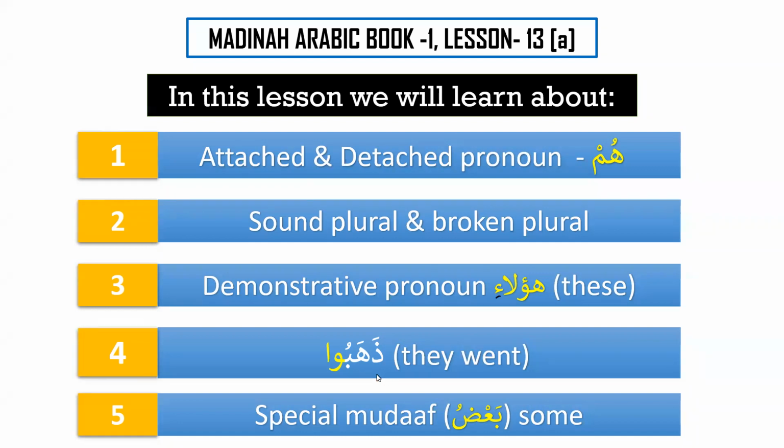Then we will learn in the past tense, dhahabu, they went. And the special mudaf, ba'du, that means some. Ba'du is used as a special mudaf. So now we can see that this lesson will deal with the plural: the plural attached and detached pronoun, similarly the plural nouns, and similarly the plural for asma'ul ishara. And even when we talk about the past tense, we will learn about dhahabu, that means they went. We have already learned dhahaba, he went, dhahabat, she went, dhahabta, you went, dhahabtu, I went, and today inshallah we are going to learn dhahabu, they went.